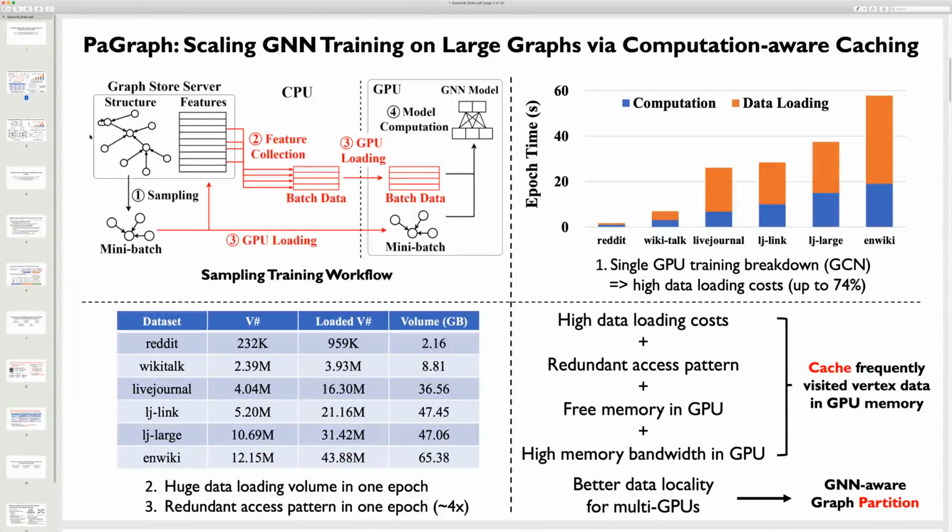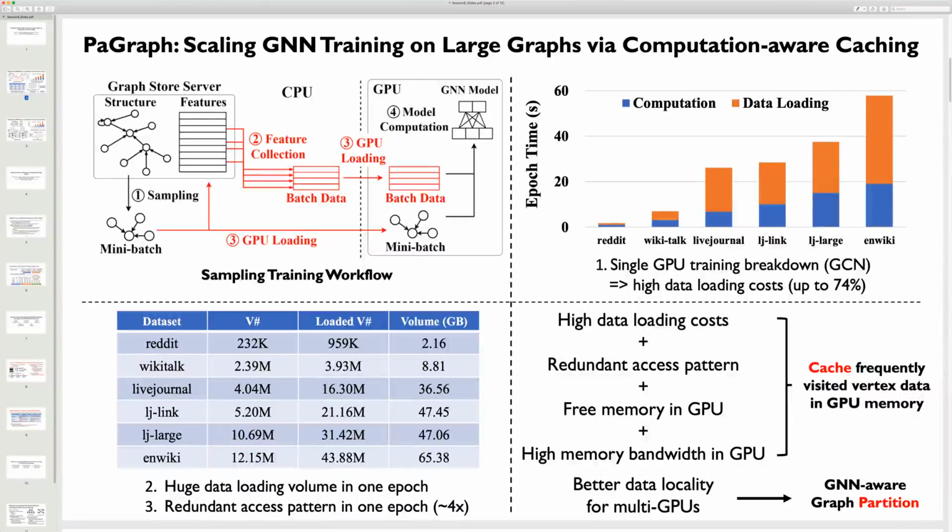We can see from the top right figure, the data loading phase can cost up to 74% of time during the training. And to understand the problem better, as shown in the bottom left figure, we found a huge data volume will be loaded into the GPU in each epoch. The reason for this is the redundant data accessing pattern across different mini batches. The middle column shows the loaded vertex feature number in each epoch, which is nearly 4 times larger than the total vertex number in the whole dataset.